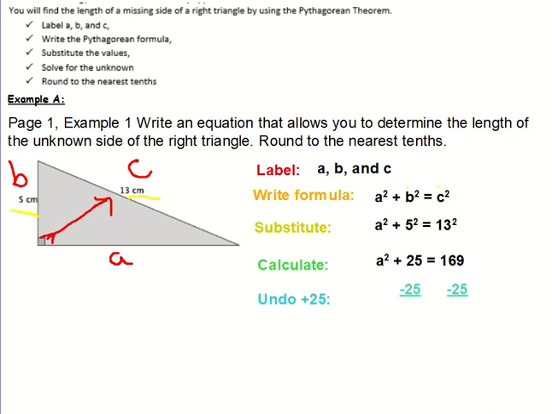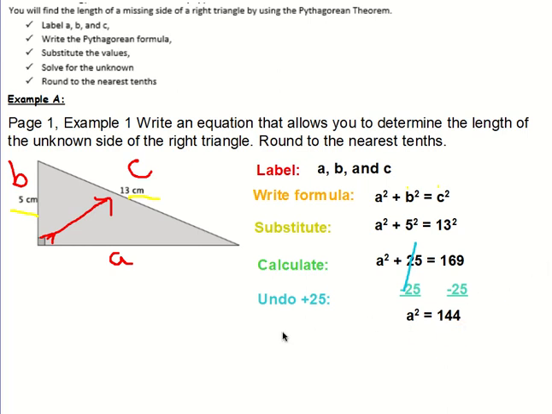So over on the left-hand side, the 25's cancel. You're left with a squared. And you have to do 169 minus 25. So let's go through and do that. We get 144 and bring down your a squared.